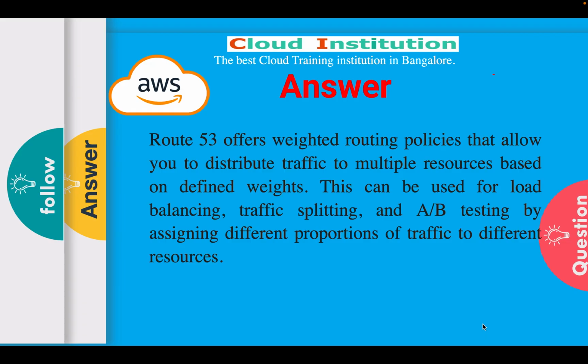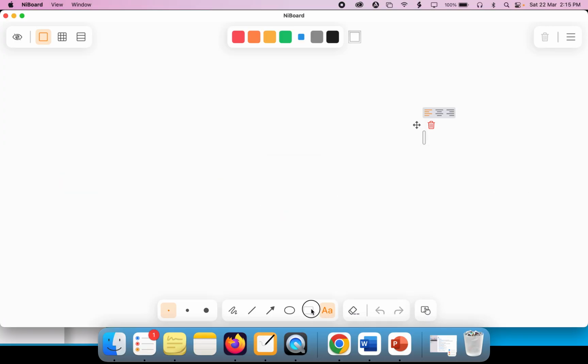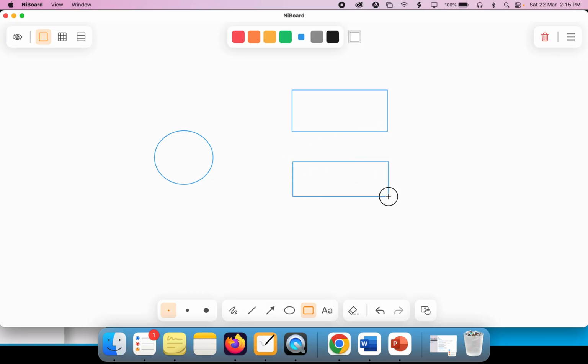Route 53 offers a weighted routing policy that allows you to distribute the traffic to multiple resources based on the defined weights. What is defined weights? Let's see, for example, if you go for a diagram. If this is Route 53, and you have two or three different regions, this is the US region, this is the Europe region, and this is India. Whenever the request comes from here, you can route the traffic based on the weights you set.